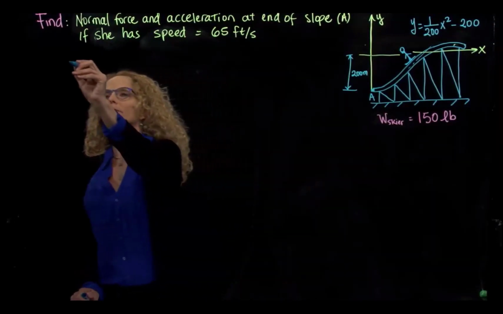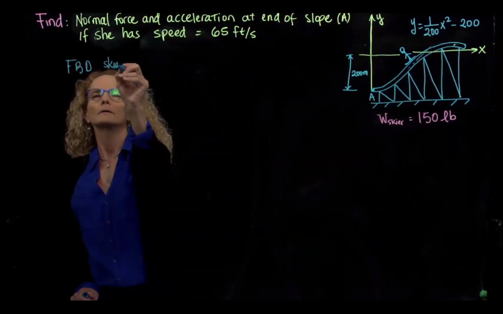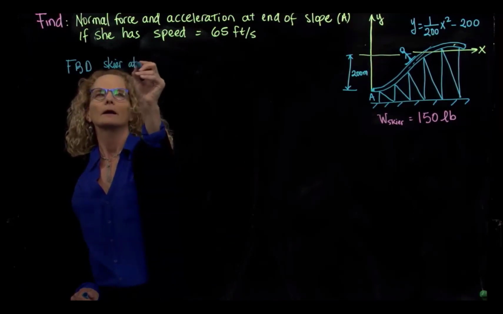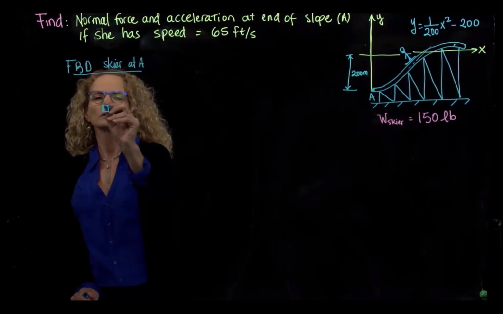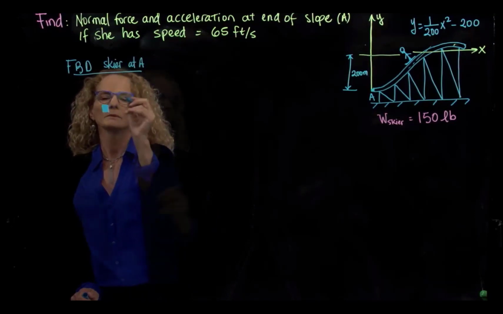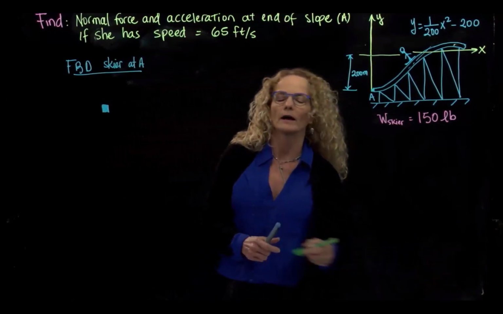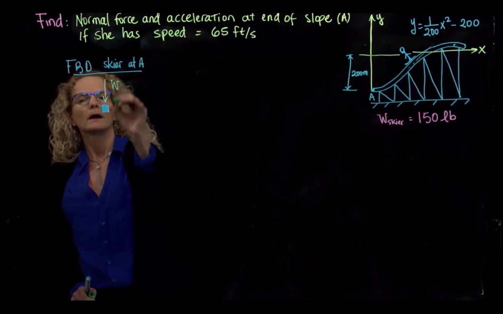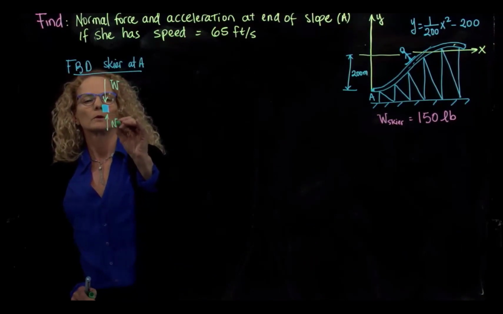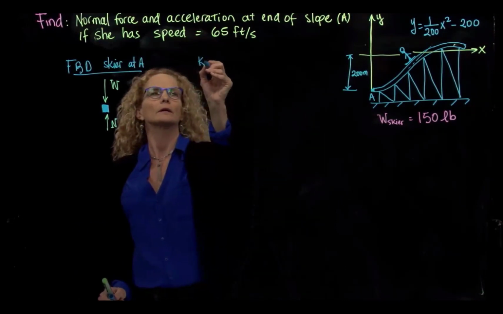So we do our free body diagram of the skier at A. I'm going to consider the skier as a particle at A, and what forces do we have at A? We have the weight and the normal force. We actually do not have any other force. And then we have our kinetic diagram.